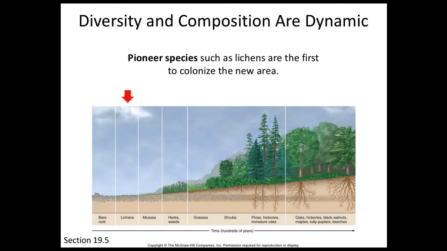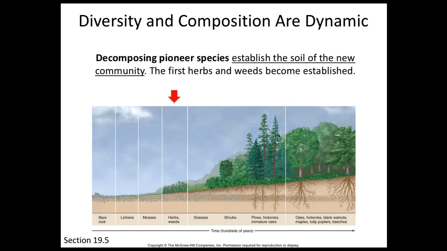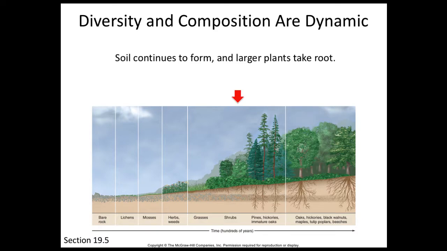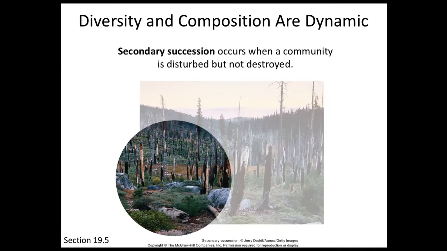Pioneer species are defined as the first organisms to colonize a new area, such as bare rock. One example of an organism is a lichen, and we talked about lichen in chapter 15. Decomposing pioneer species establish the soil of the new community, and then the first plants can move in, such as herbs and weeds. Over time, soils continue to form, and larger plants ultimately take root.